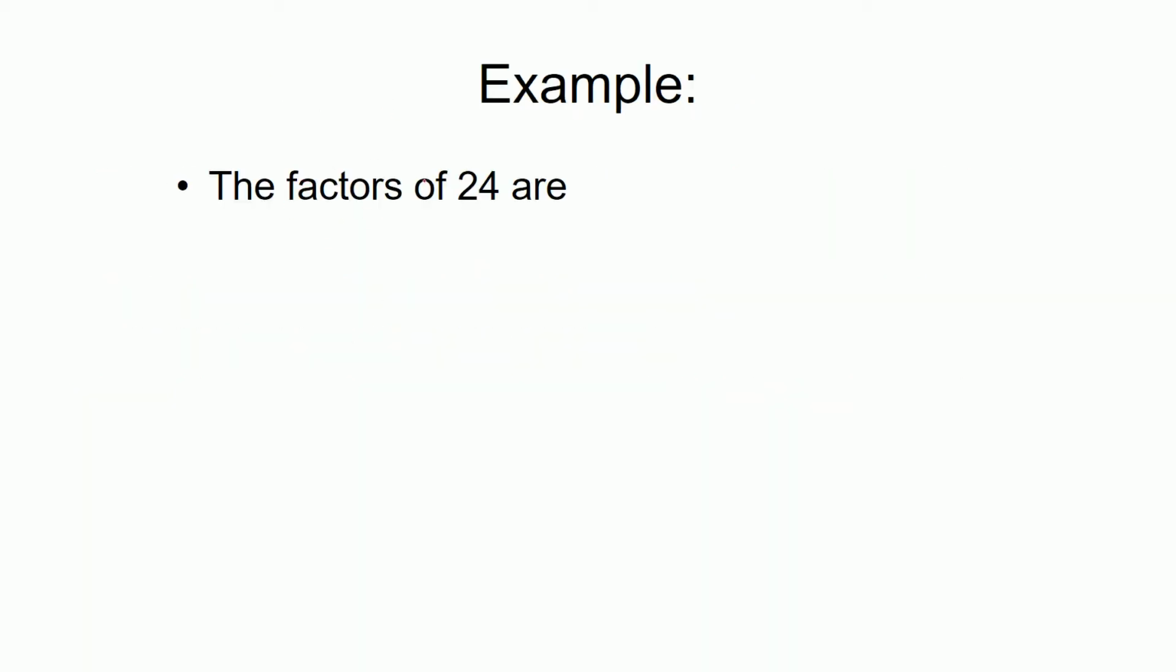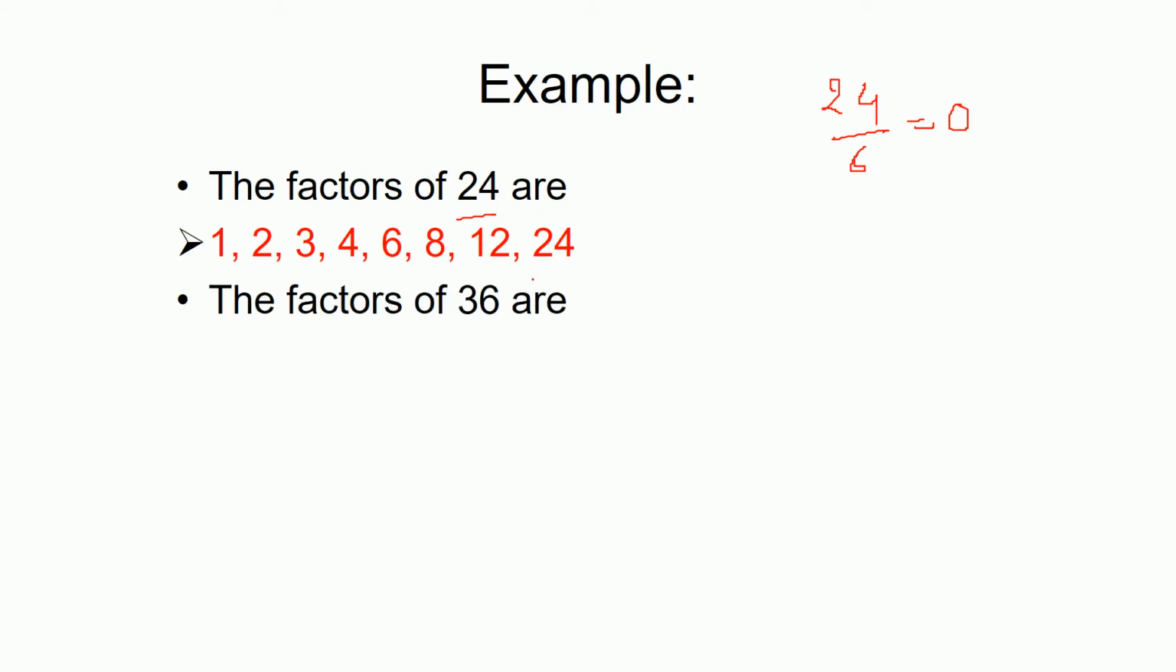For instance, the factors of 24 are 1, 2, 3, 4, 6, 8, 12, 24. Why? You take any number, say 6. 24 divided by 6, the remainder will be 0. That means these numbers divide 24 perfectly. The factors of 36, all these numbers, divide 36 perfectly.